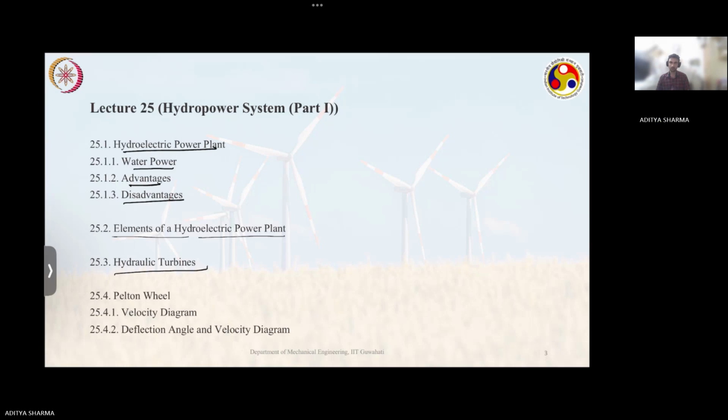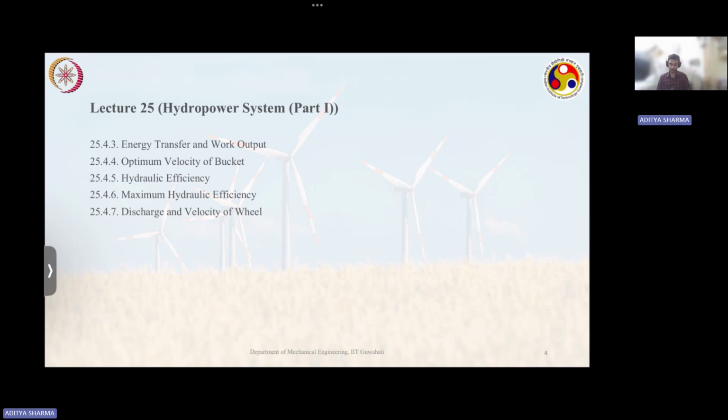So from kinetic energy of water to shaft work is converted using our hydraulic turbines. Then is Pelton. So Pelton wheel. So Pelton turbine is then discussed. Its velocity diagram, then deflection angle and velocity diagram. This has been discussed. Then energy transfer in Pelton turbine. Then what is the optimum velocity of bucket?